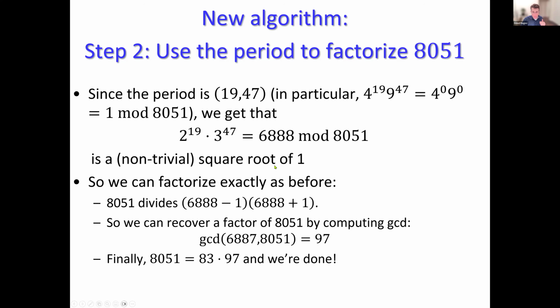And exactly as before, once you have a non-trivial square root of 1, you're done because you can just factorize. So you know that 8051 divides 6888 minus 1 times 6888 plus 1. And we can recover the factor by taking the GCD, say with the first one. So we take the GCD of 6887 with 8051, you get 97, and we're done. We factorize 8051. Okay, so this is exactly basically as before. The only difference is that now we have this 2-dimensional periodicity, and really the $1,000,000 question now is, what did we gain? What, in terms of number of gates? Does it actually save you anything in terms of number of gates?